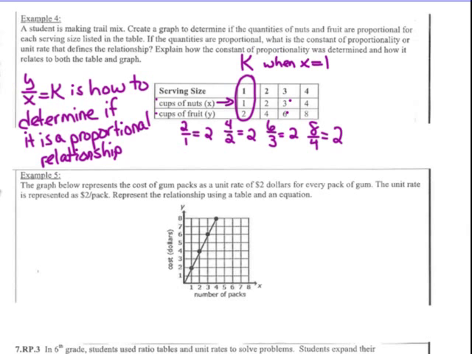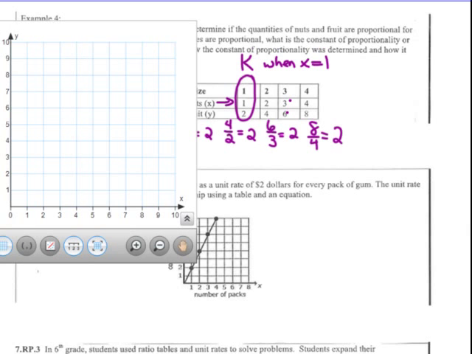Let's see if I can pull a piece of graph paper on here. So I'm going to do when x is 1. When x is 1, y is 2. When x is 2, y is 4. When x is 3, y is 6. When x is 4, y is 8. When x is 0, do you think y is 0? Yes, it is. Because it's going up 2, for every 2 cups of fruit, there's 1 cup of nuts.